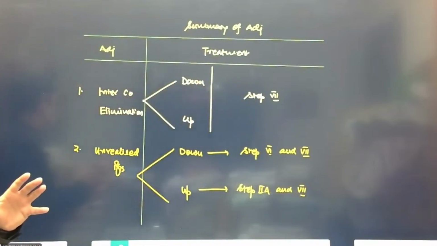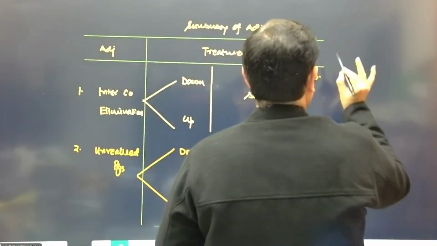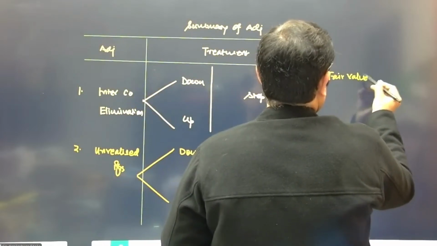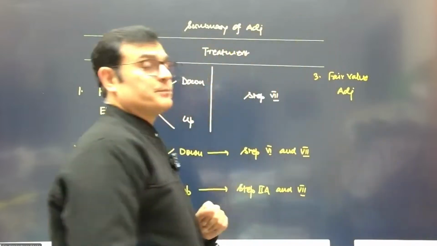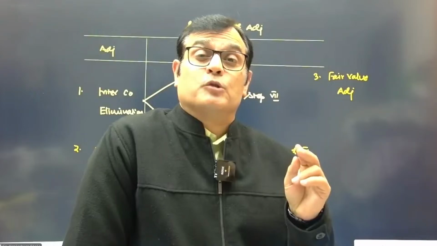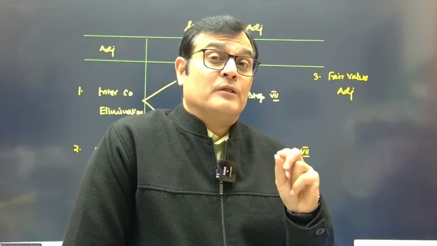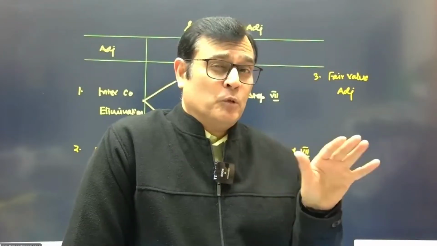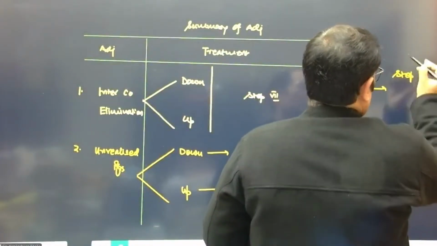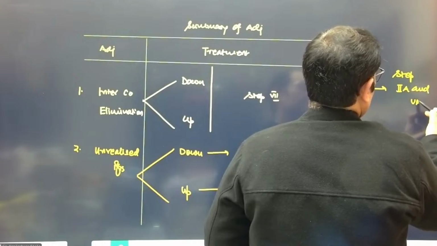Get this very clear. And then I gave you the inputs in terms of the third adjustment, and that is fair value adjustments. Now, in terms of fair value adjustments, you're going to take the impact in step number 2A and in step number 7. 2A in terms of fair value gain or loss, additional depreciation, pre-post, whatever. So the fair value adjustments impact goes in step number 2A and step number 7.